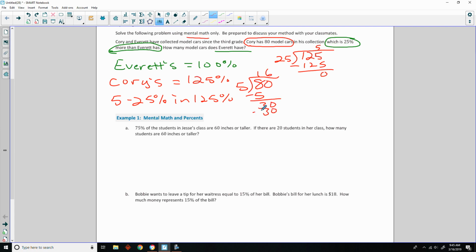16. There are 16 cars for every 25%. And 100% is 4 25%s, so 16 times 4 would be the number of cars that Everett has. So 6 times 4 is 24, 4 times 1 is 4, plus 2 is 6. So Everett has 64 model cars. Corey has 25% more than Everett. Corey has 80 cars, and Everett has 64 cars.